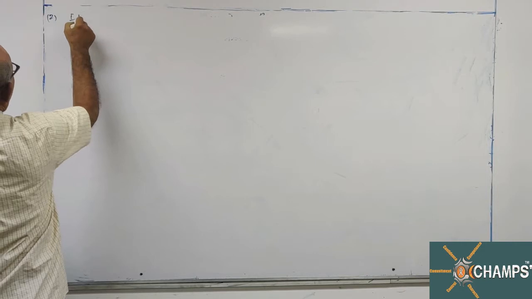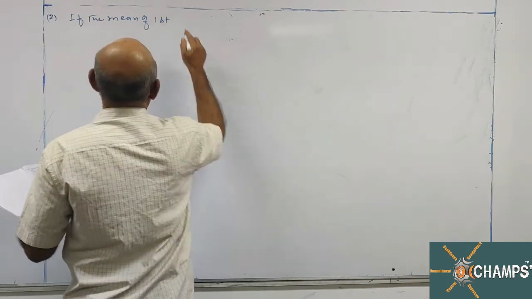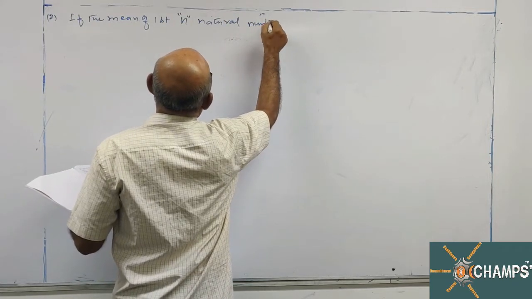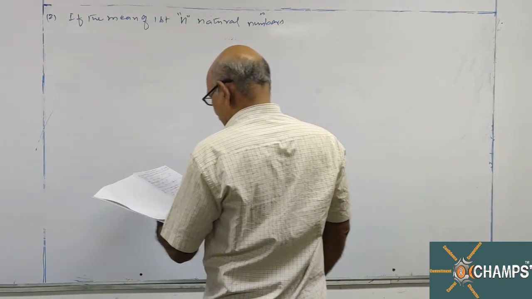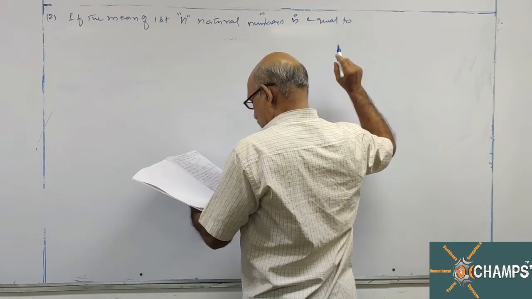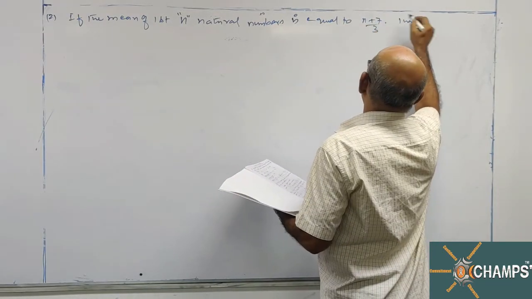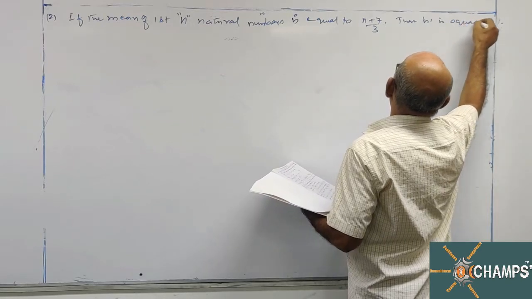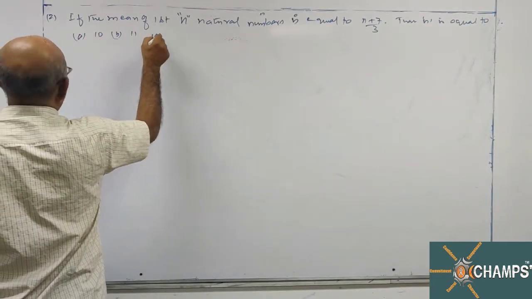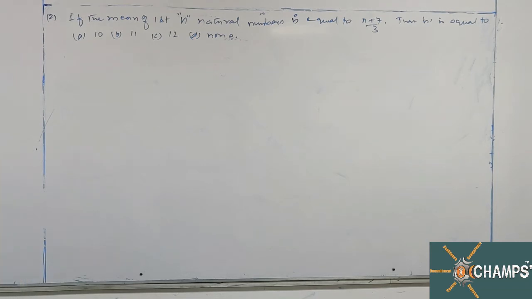Question number 2. If the mean of first n natural numbers is equal to n plus 7 by 3, then n is equal to: option A 10, option B 11, option C 12, option D none.